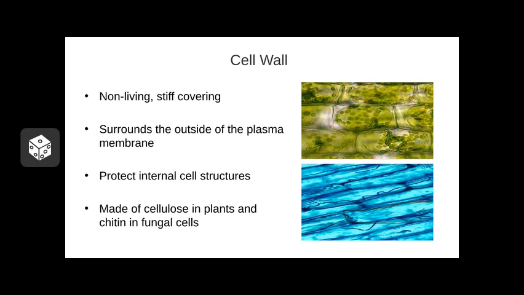They can be made out of different kinds of molecules. In plants, they're made out of cellulose, and in fungal cells, they're actually made out of chitin, the same carbohydrate you find in insect exoskeletons.